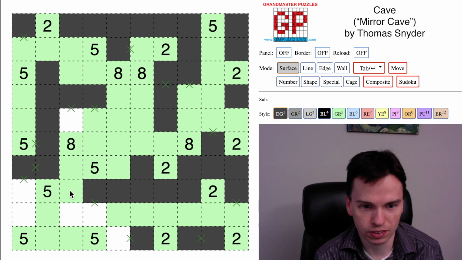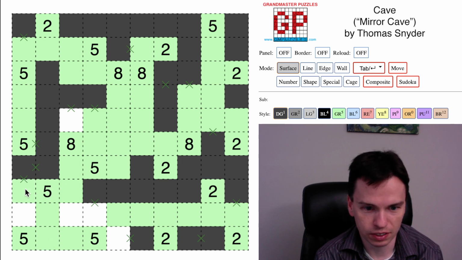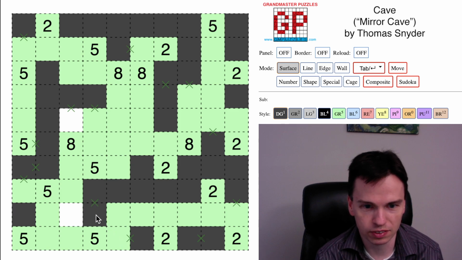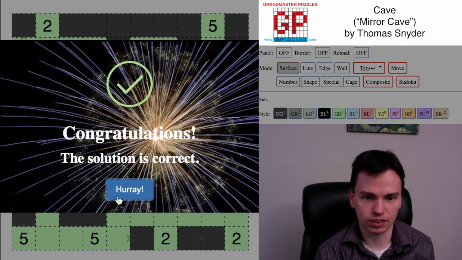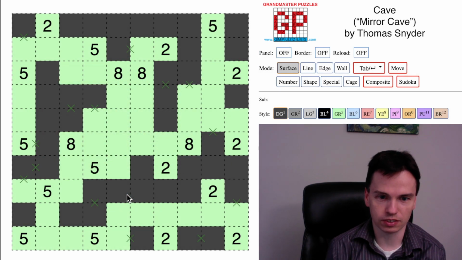You can take over the cell. This clue needs to take this. Now this 5 can only take this cell to get up to 5. That marks this in. We've got a total of 8 cells already around that 8 clue, so everything else is outside the cave, and we finished the grid.